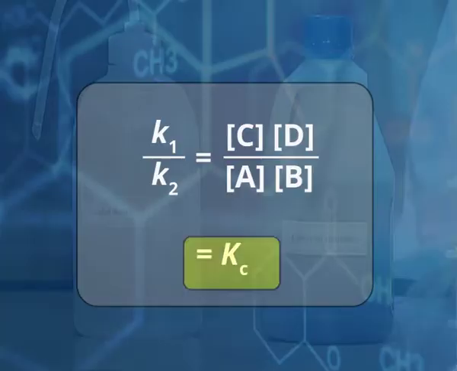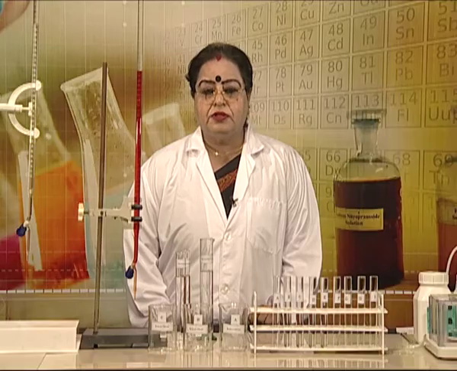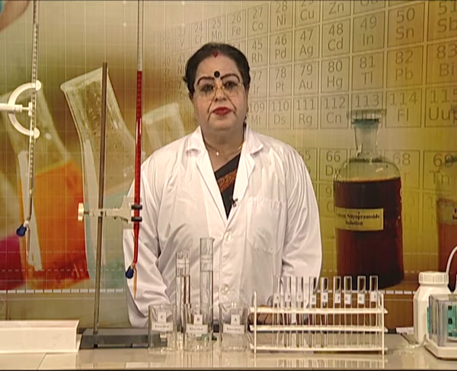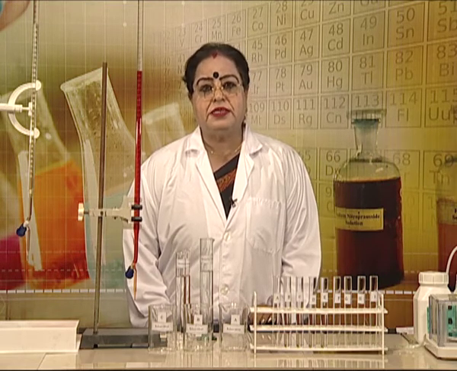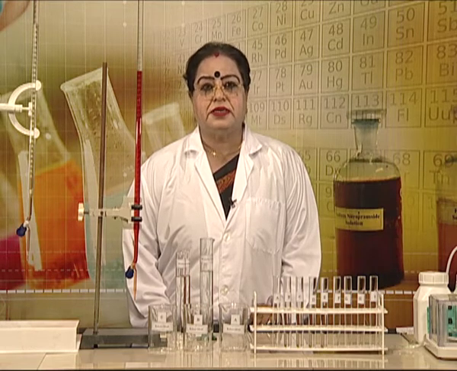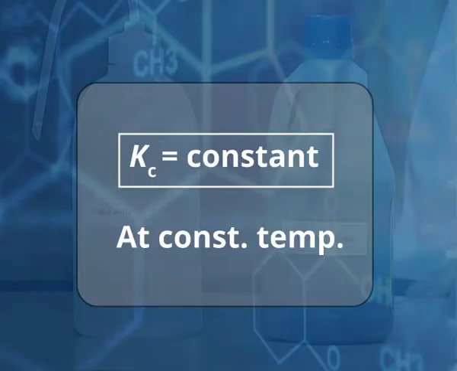Now, we can write K1 upon K2 as K equilibrium, which is another constant, and we can write it as Kc, because now we are using the concentration terms both for the reactants and the products. Therefore, this equilibrium constant Kc is also known as the concentration equilibrium constant. So, for a given reaction, the equilibrium constant, that is Kc in this case, is constant at a given temperature. That is one point to be noted.